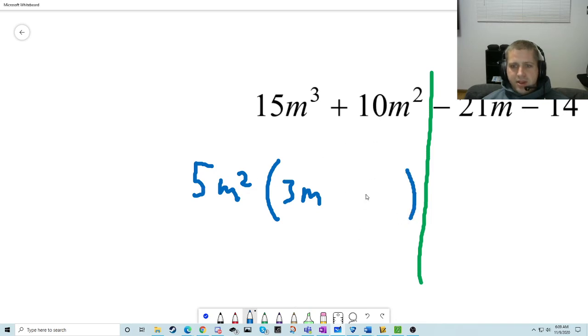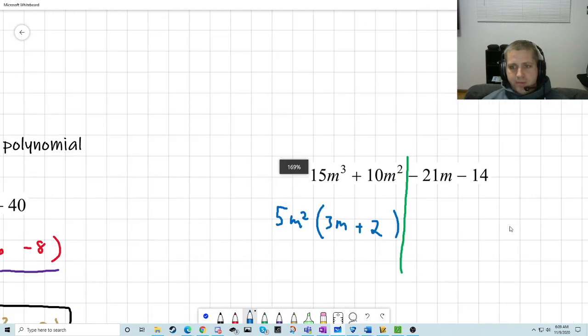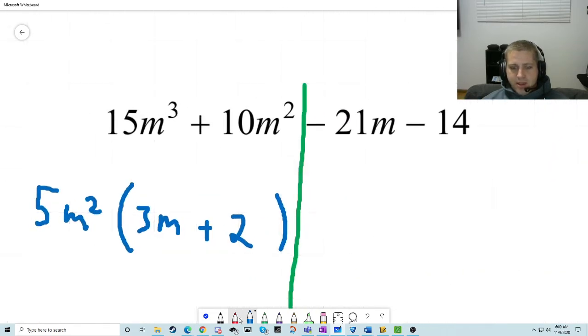5 times what is 10? 5 times 2 is 10. M squareds are already there. Now we go this side. So I want you to GCF this side as well. I will give you a hint. If there's a negative in front, factor out the negative first.